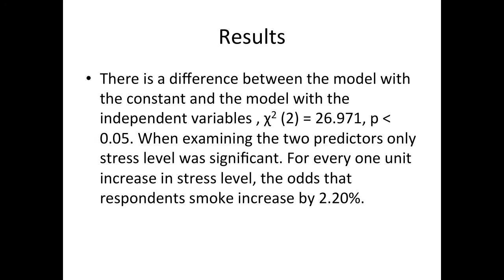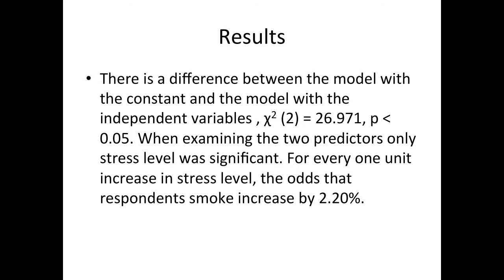So let's take everything we just talked about and put it into a results write-up. In a few sentences, this is something I would say. I would say something like, there's a difference between the model with the constant and the model with the independent variables, and then cite that chi-square again. That's really saying, hey, it was significant, so I get to proceed.